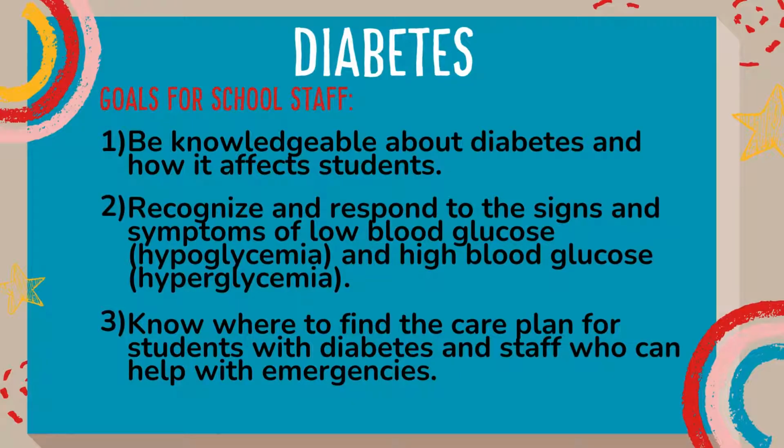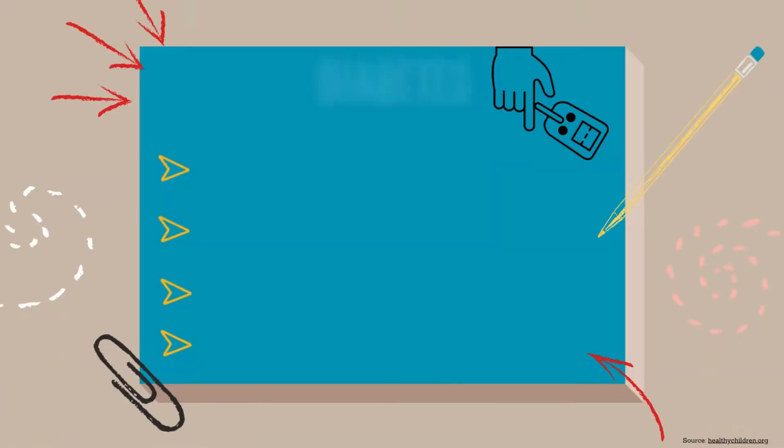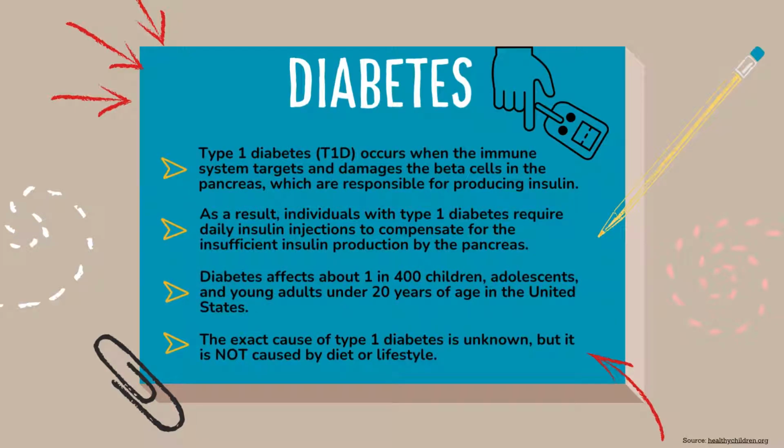There are 3 main types of diabetes: type 1, type 2, and gestational diabetes. For the purposes of this training, we will be focusing on type 1 diabetes. Type 1 diabetes occurs when the immune system targets and damages the beta cells in the pancreas, which are responsible for producing insulin. As a result, individuals with type 1 diabetes require daily insulin injections to compensate for the insufficient insulin production by the pancreas.